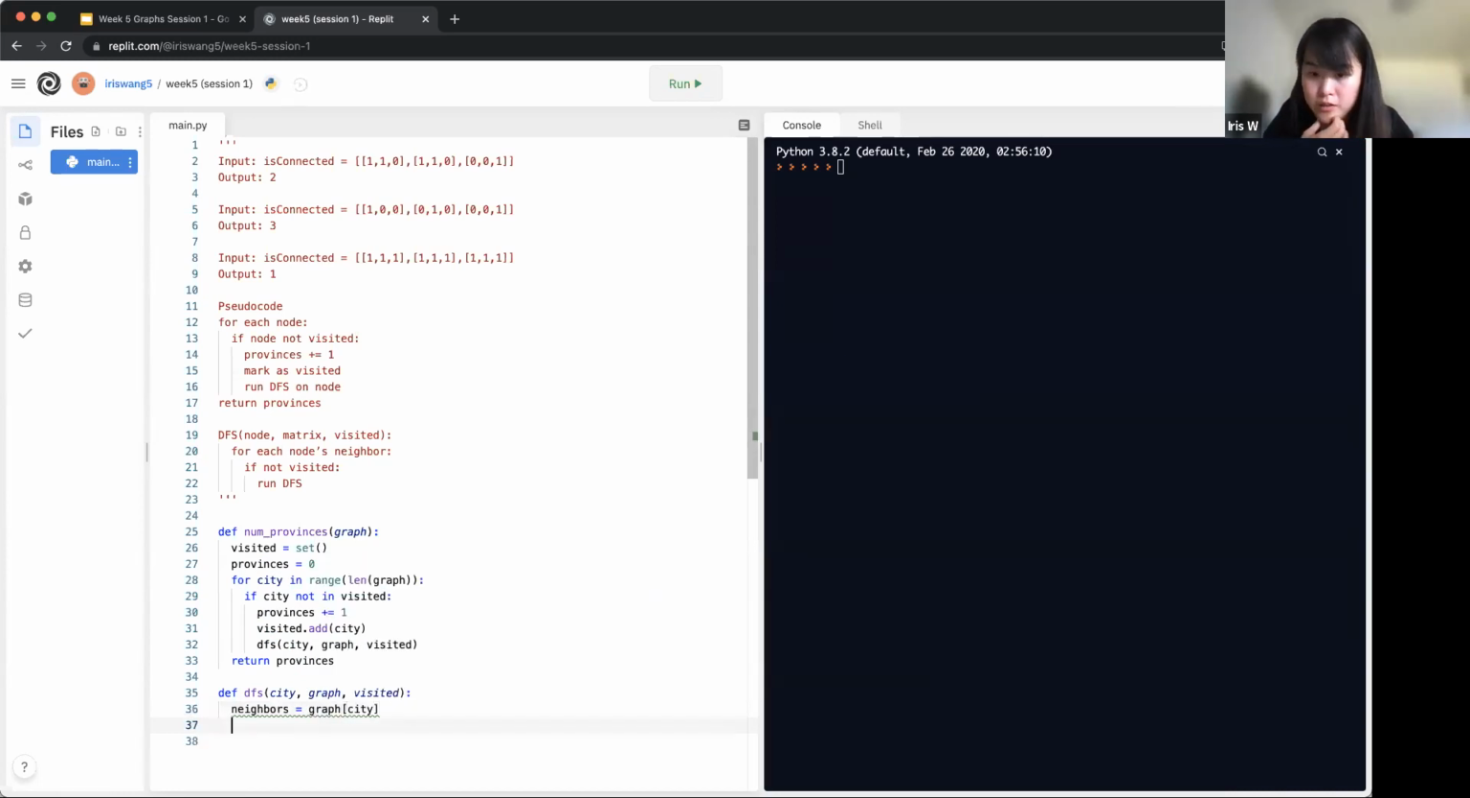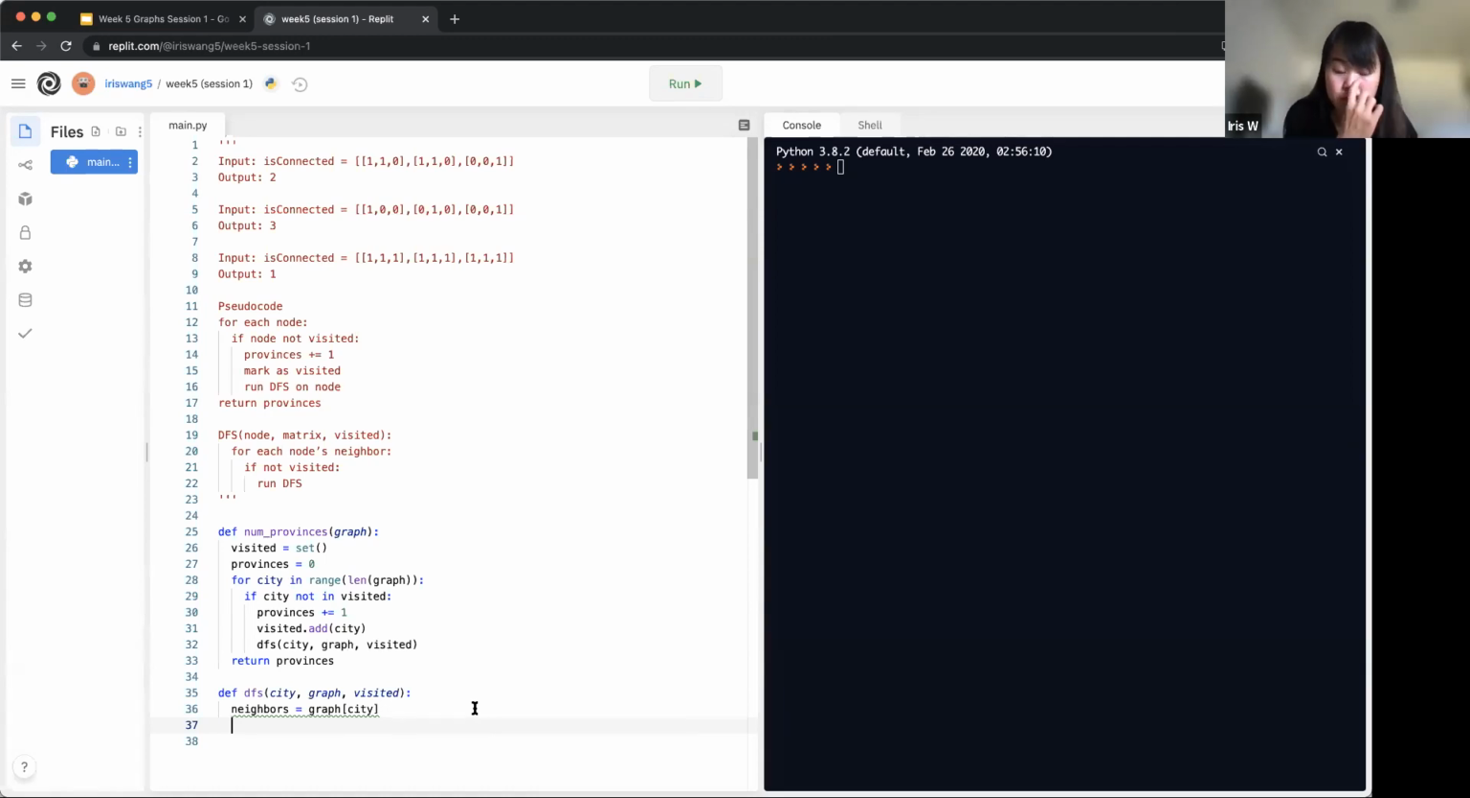Someone asked if DFS has to return the visited set. We're passing in the visited set, so yeah, it's passed by reference. If we're updating the visited set in the DFS function itself, then we don't have to return it, because we're simply modifying the same visited set every single time we're running this algorithm.